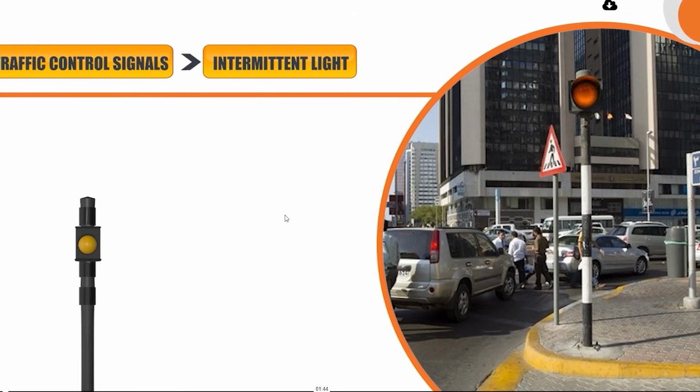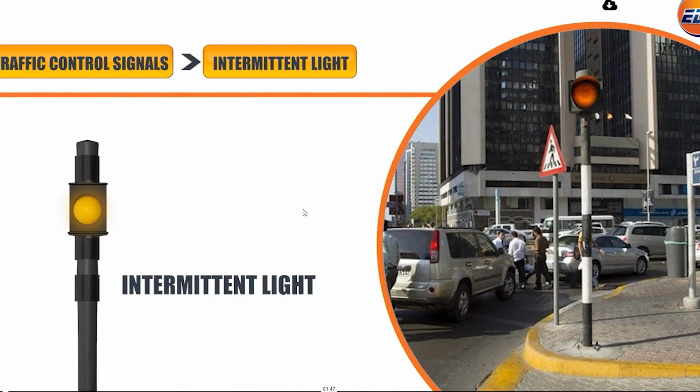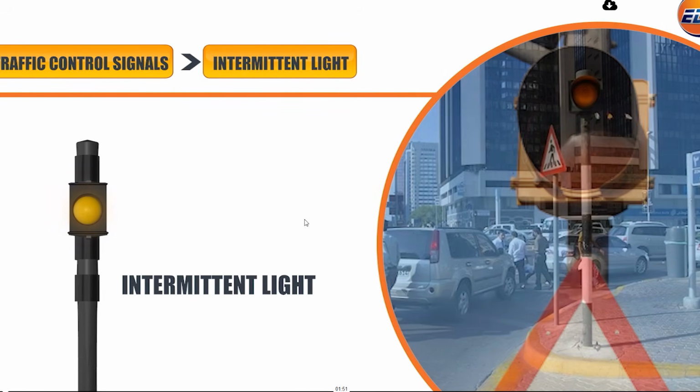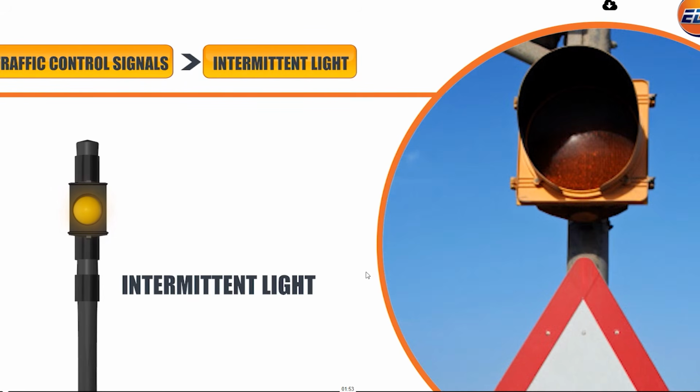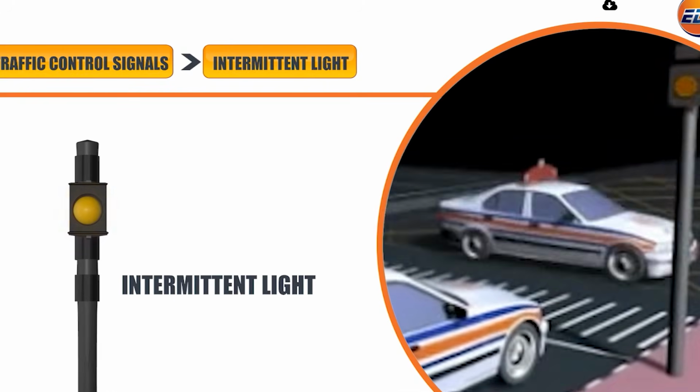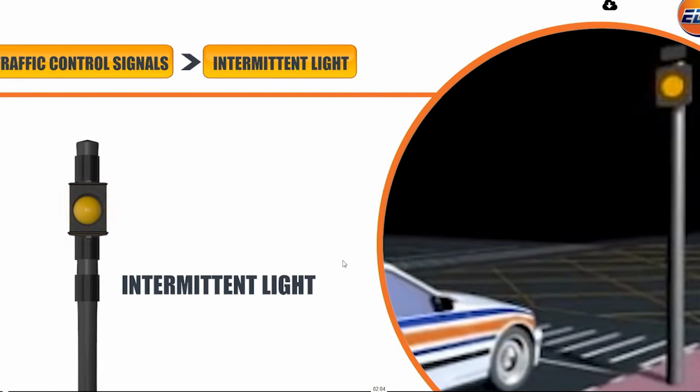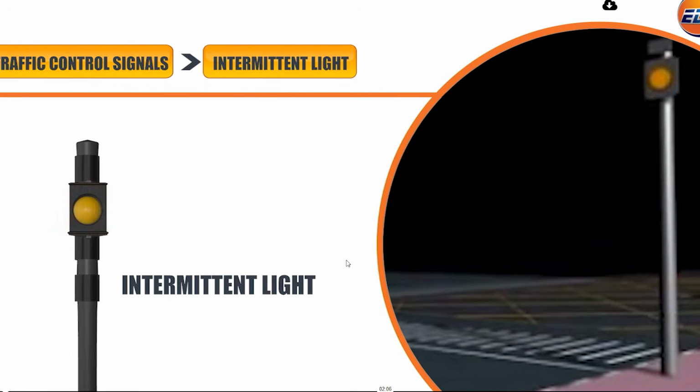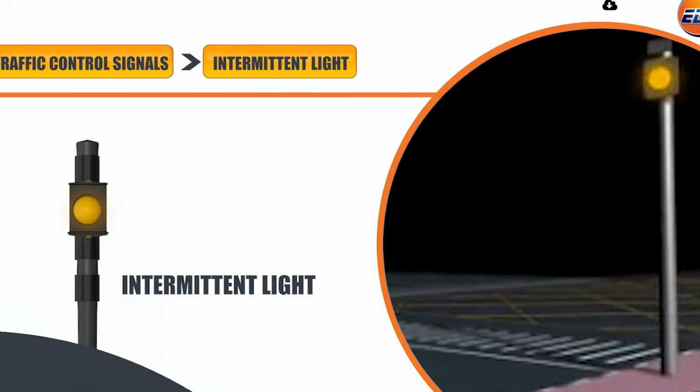Intermittent light. Intermittent lights are flashing amber or yellow lights fitted mostly on single light posts. These lights are commonly used on pedestrian crossings or near the school zone to warn the motorists that priority shall be given to pedestrians and children. If the regular traffic signal shows intermittent light, it means give way to the vehicles coming from the left. This practice is commonly seen at roundabouts.